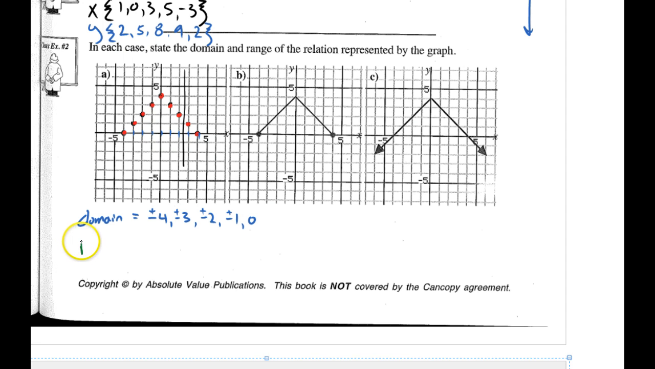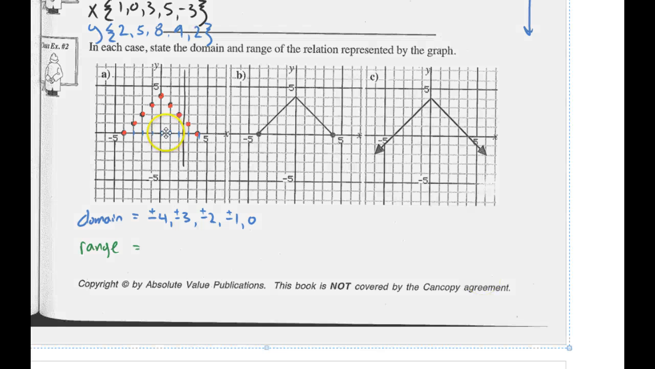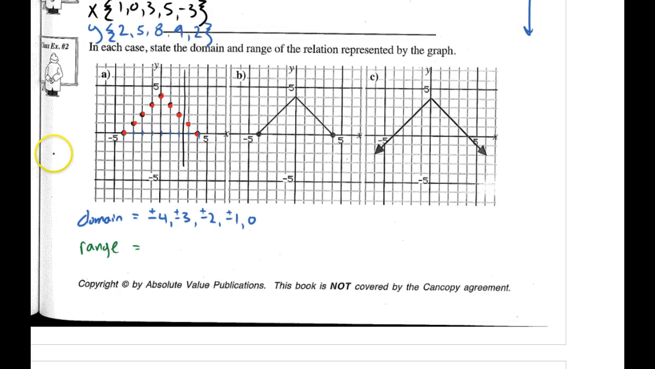The range starts, again, where do we start here? What's the lowest possible y value? Well, the lowest possible y value is 0, because the lowest points are these two red dots here, and their y-coordinates are both 0. Okay, then the next one is 1. These are 1s. These guys are 2. These guys are 3. And finally, the highest range there is 4.